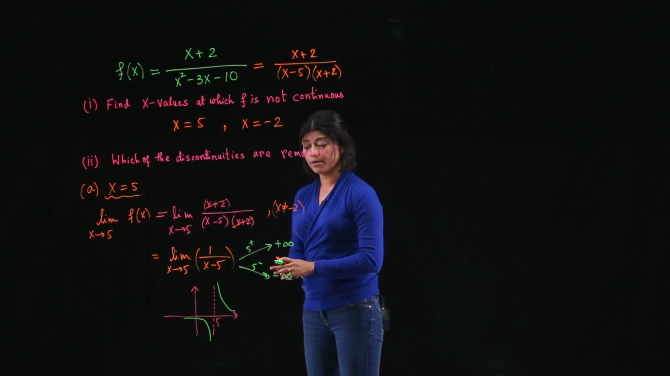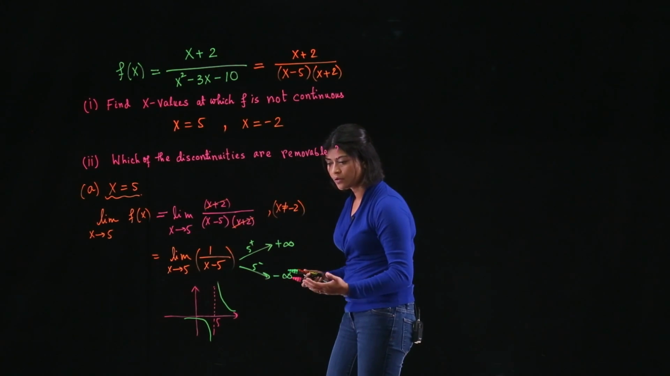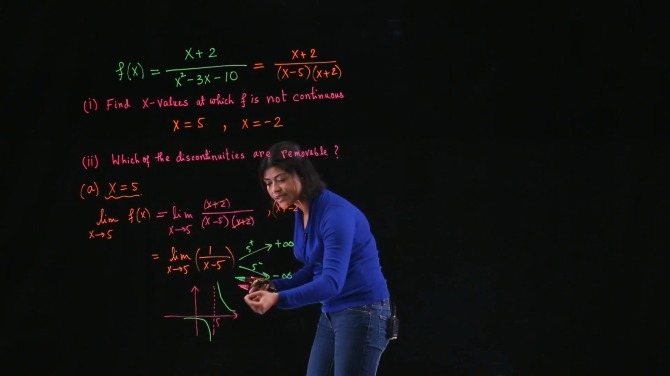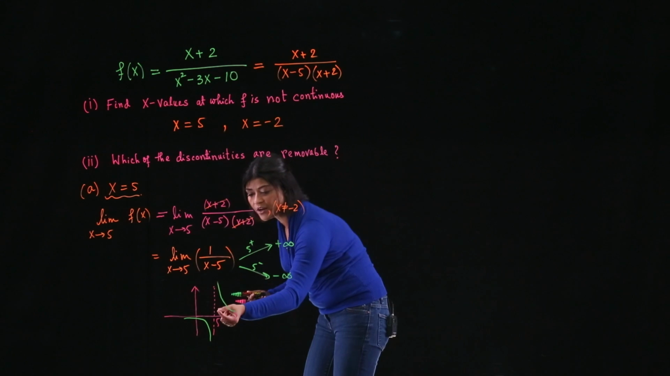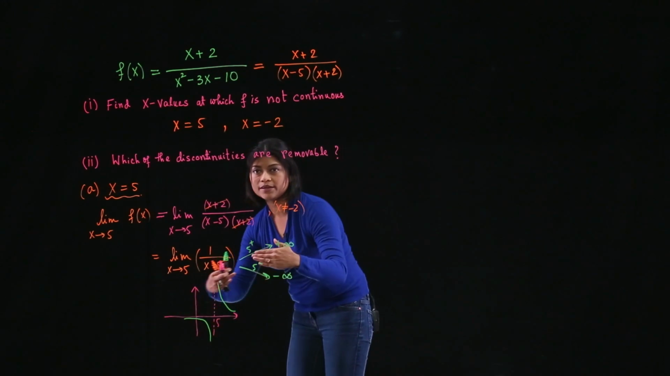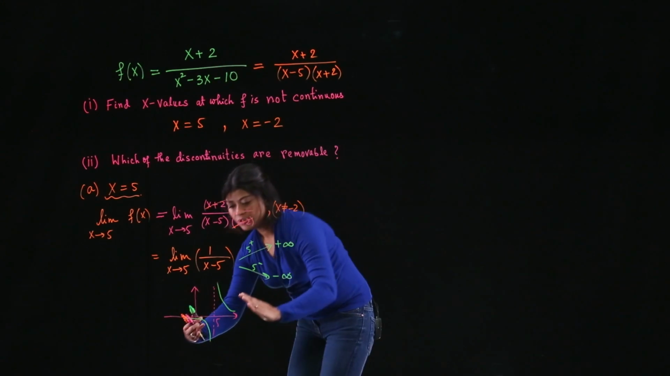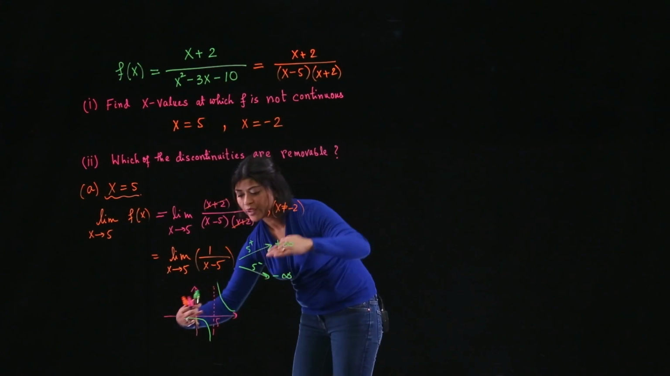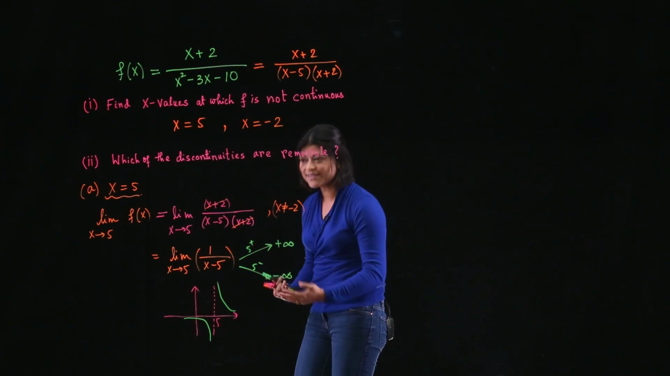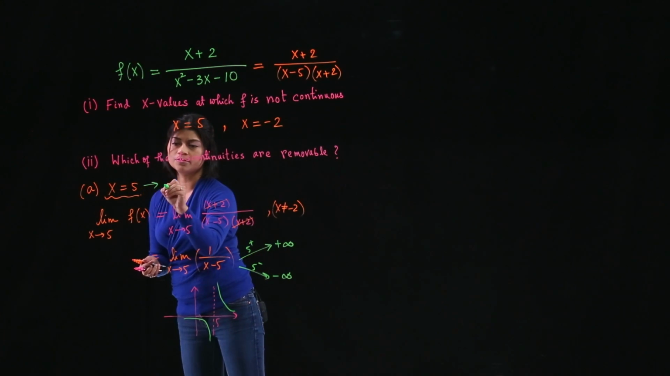Okay, now let's think about that discontinuity. Is it removable? Well, can you redefine the function? Can you say at x equals 5, the function value is something so that the whole thing will be continuous? No, right? We can't, because look at these two different branches. You cannot bring them together in any way possible, which means this particular discontinuity is not removable.